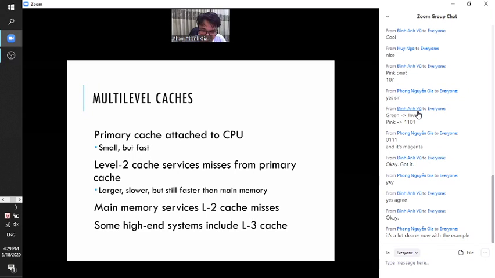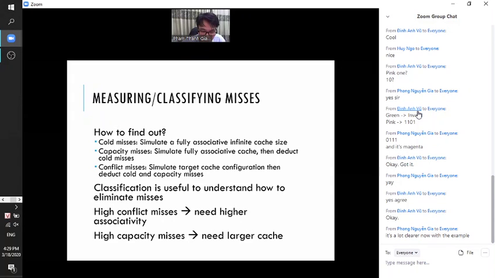I think that's for today. The multi-level cache, okay, I will talk to you about it in the next lectures.